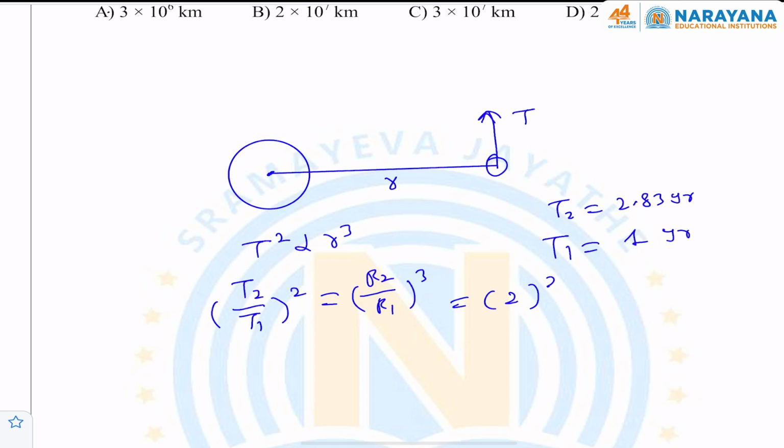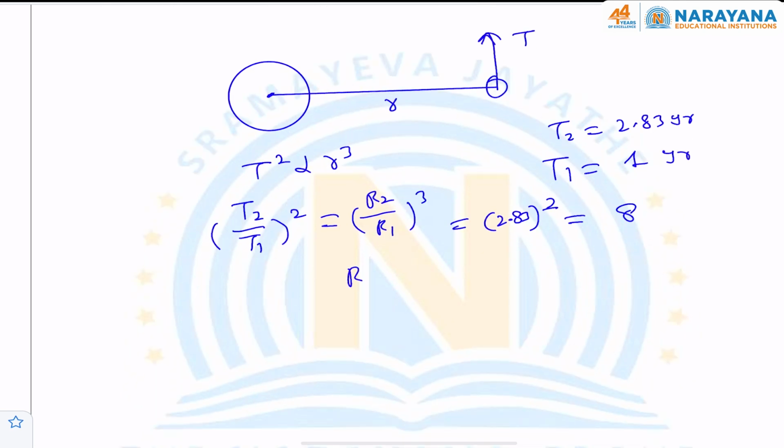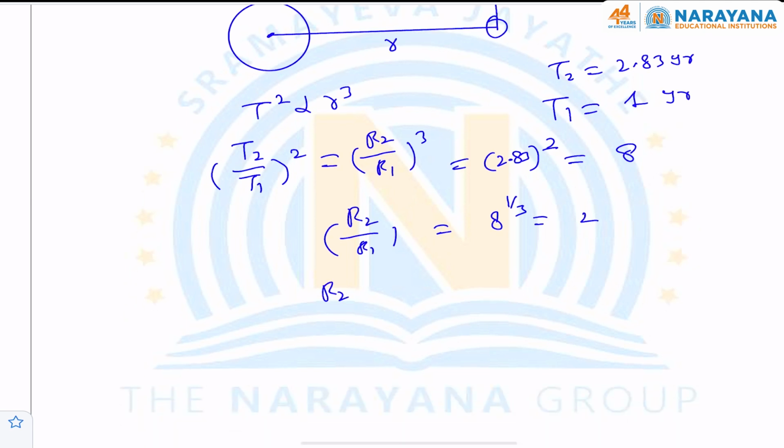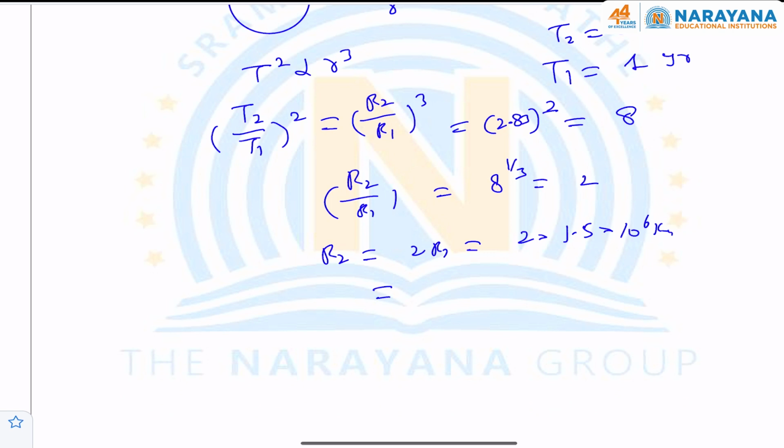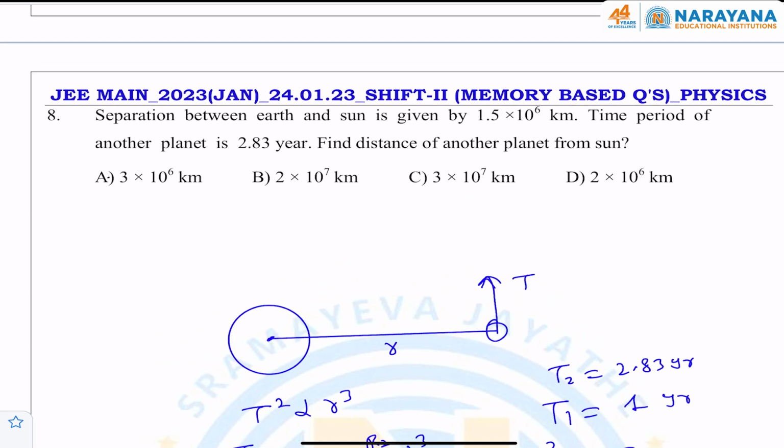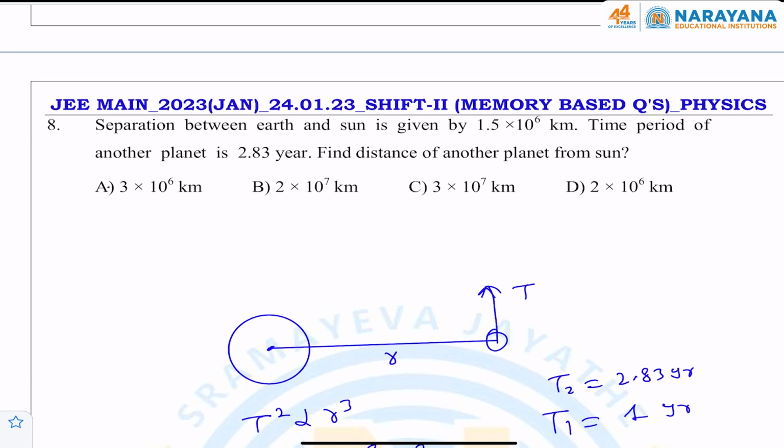So T2 by T1 is 2.83. 2.83 square is 8. Now R2 by R1 equal to 8 power 1 by 3. It is 2. So R2 equal to 2 times of R1. R1 given is 1.5 into 10 power 6 kilometers. So distance of that planet from center of Sun is 3 into 10 power 6 kilometers. It is given with option A.